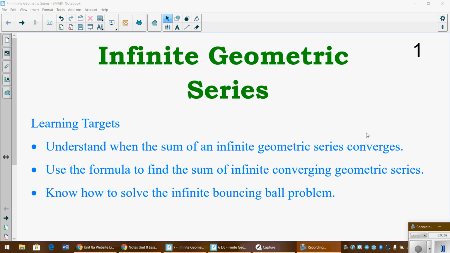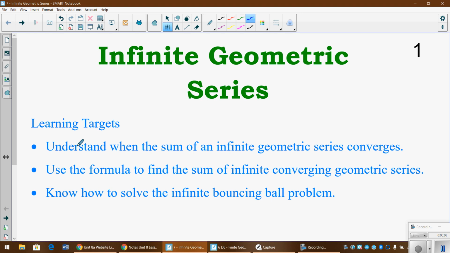Welcome to our final lesson on sequences and series. We're going to talk about infinite geometric series. Our three learning targets are to understand when the sum of an infinite geometric series would converge. And convergence is when you approach a single value. Divergence is the other option, and that's when things go to positive or negative infinity.